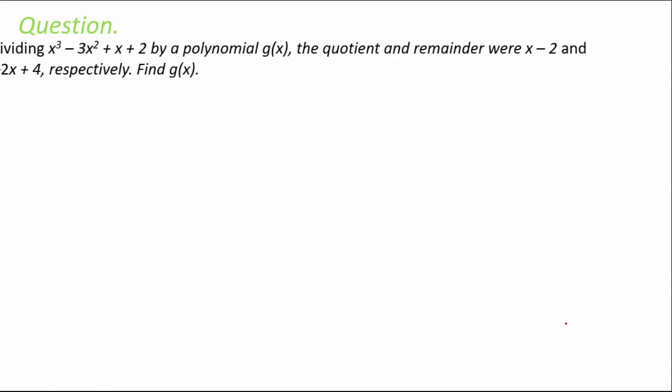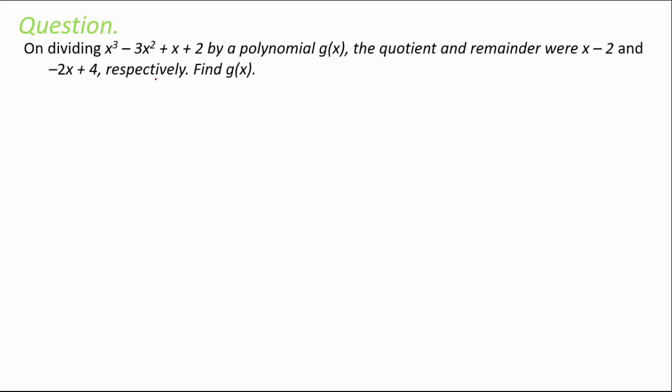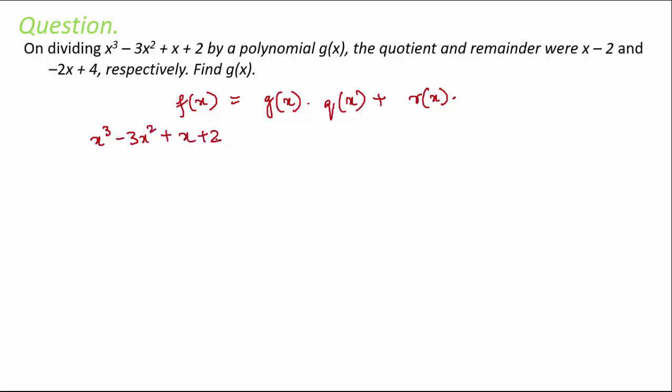So let's look at the next question on dividing x cube minus 3x square plus x plus 2 by a polynomial g(x). The quotient and remainder were x minus 2 and minus 2x plus 4 respectively. Find g(x). So we all know that dividend, that is f(x), is equal to g(x), that is divisor, into quotient plus remainder. Right? So what is f(x) in this case? It is x cube minus 3x square plus x plus 2. This is equal to g(x) multiplied by quotient x minus 2, plus remainder minus 2x plus 4.